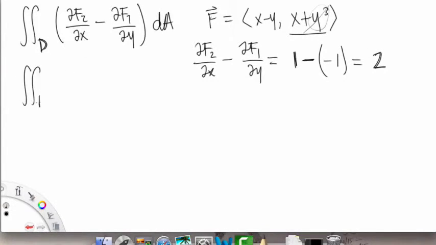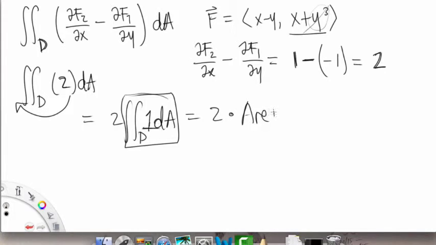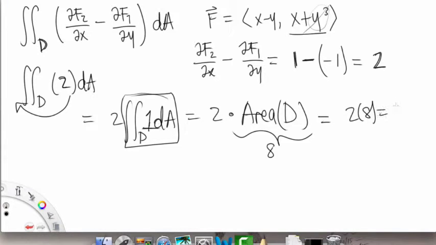So then we get the double integral over the domain of 2 dA. What we can do is factor out the 2 and put that in front. So we get 2 times the double integral over the domain of 1 dA. And as you might recall, this thing here is equal to the area of the domain. So we actually have 2 times the area of the domain, which is really good because they gave us the area of the domain in the problem. That was equal to 8. So this is going to be 2 times 8, which is 16. Okay? So this is equivalent to the right side of the equation.